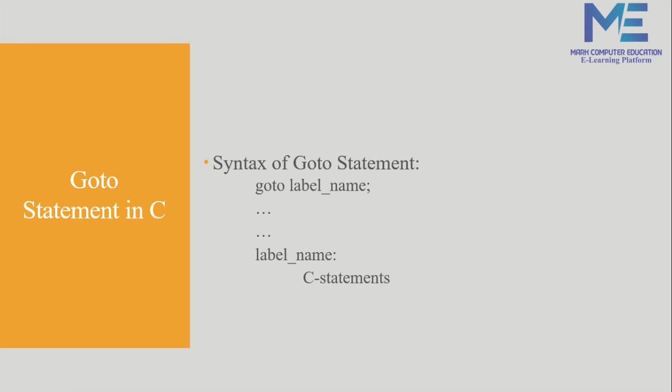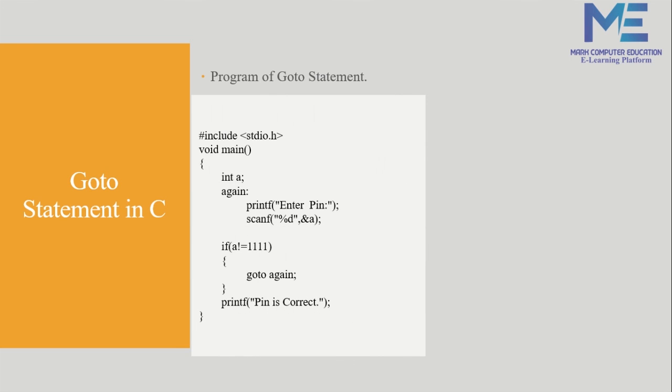Now let's see one program of the goto statement. So here is my program. I had given a label name as again. After that I take a value from the user. Then I am checking that if the value of a is not equal to 1111, then goto again. It means the compiler will go back to the again label. Again it will take my value. Again it will compare. If I enter the value 1111, then it will display my message that pin is correct. So let's see our output.